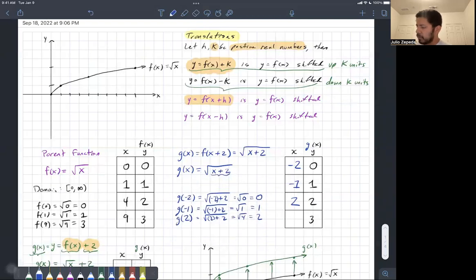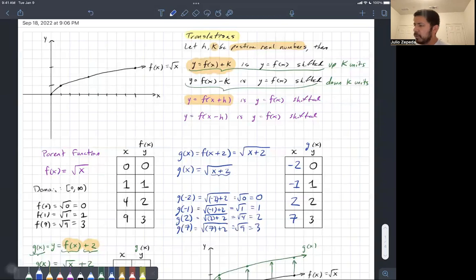And finally, let's do the last one. How do we get a 3 as an output? We need to take the square root of 9. So then x plus 2 has to be equal to 9. And that means we need to plug in 7 because 7 plus 2 is 9. So we get the square root of 9, which is 3.